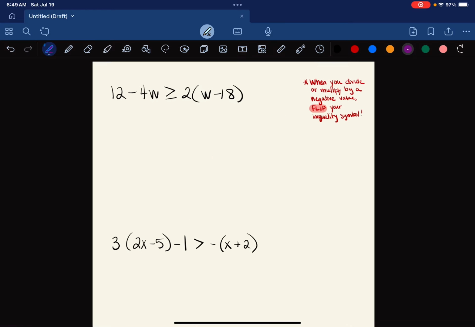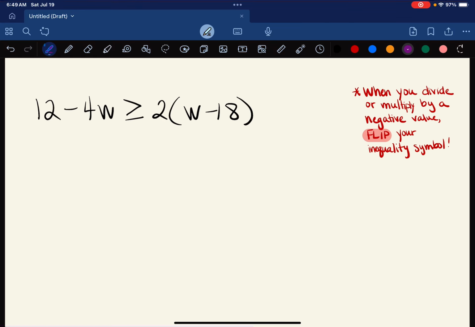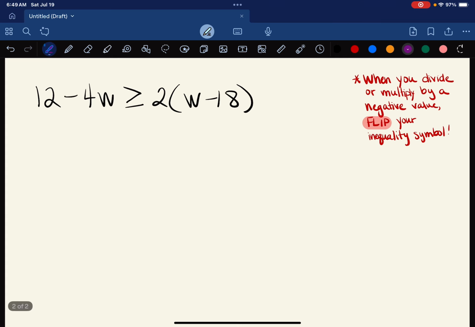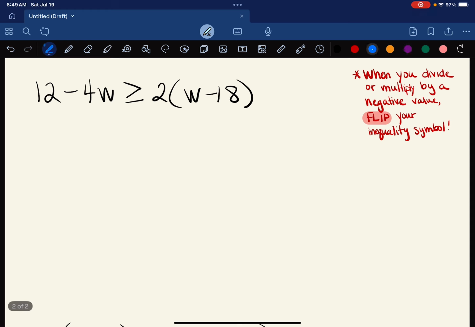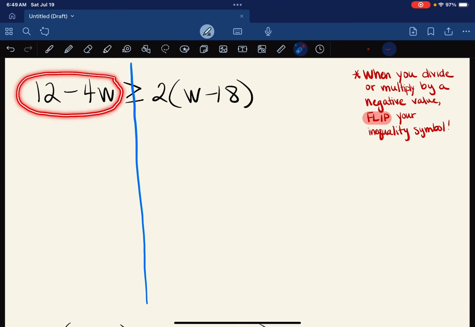Now let's solve something a little more difficult. So 12 minus 4w is greater than or equal to 2 times w minus 18. Now this is going to be very similar to solving a linear equation. So I'm going to go ahead and start by sectioning off or cutting my inequality into its two sides. And the first thing that I want to do is try and simplify as much as possible. And I look at this left side and there's nothing that I can do to combine 12 minus 4w.